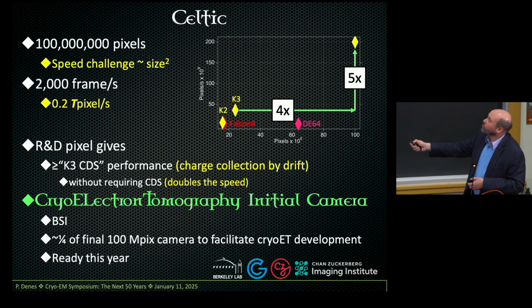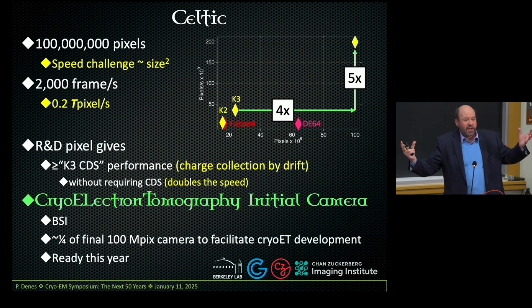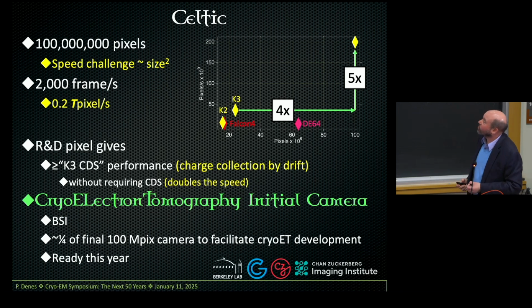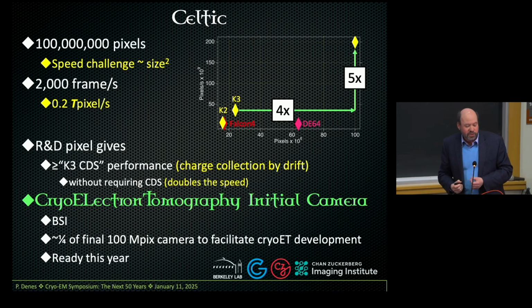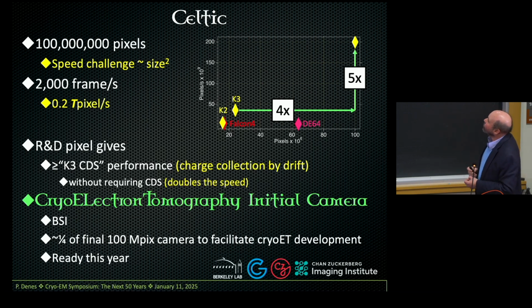So the problem when you just say more pixels, please, is that the speed challenge goes like the square of the size. So 100 million is a lot harder. It then turns out that if you want that with a lot of frames, it's a lot of data. So this is 0.2 terapixels per second. So that's kind of a lot. So that's a big step over what there is today.